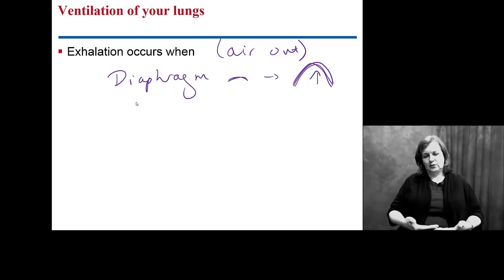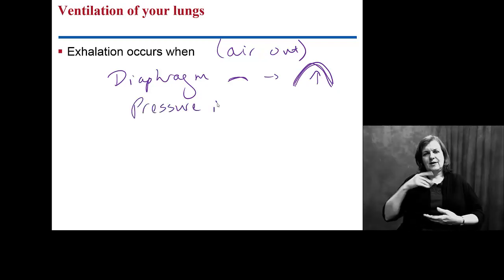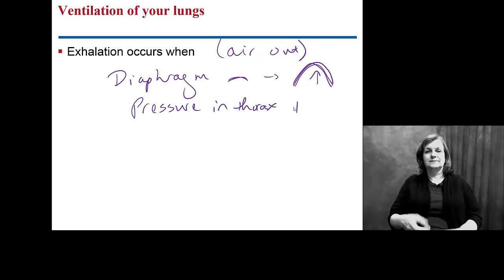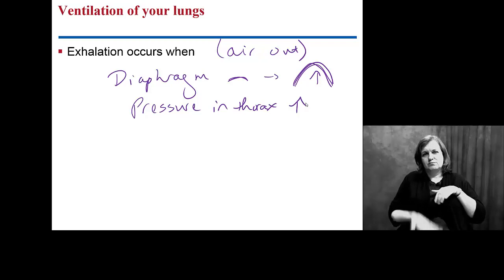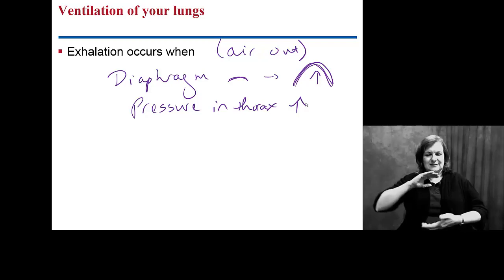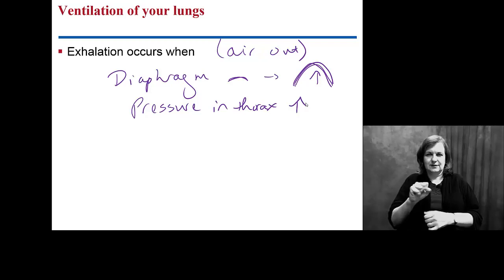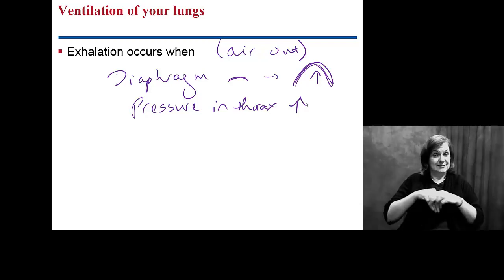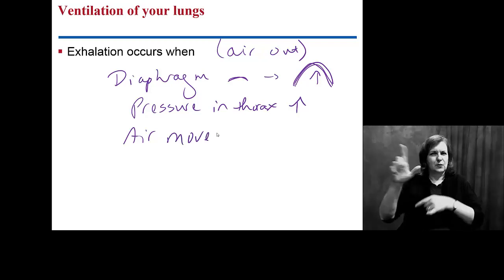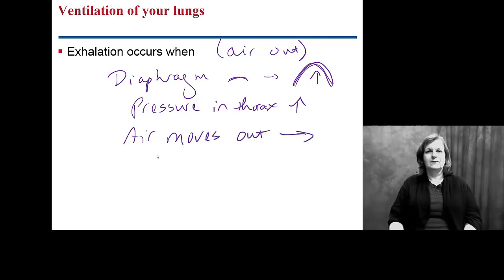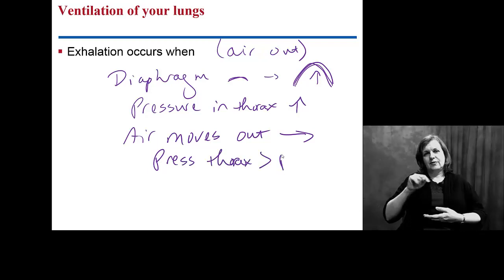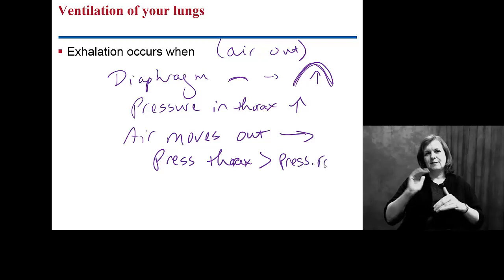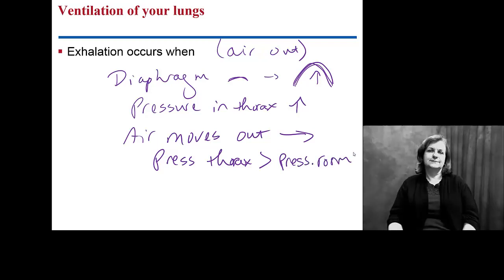we actually look at the pressure in the thorax goes up. Why? Your lungs are full of air. Imagine this. Your lungs are full of air. Your diaphragm now pushes up against your lungs. So it's like squeezing your lungs, right? So it increases the pressure. If you increase the pressure, air moves out. Because the pressure in the thorax is greater than the pressure in the room. Air moves out.